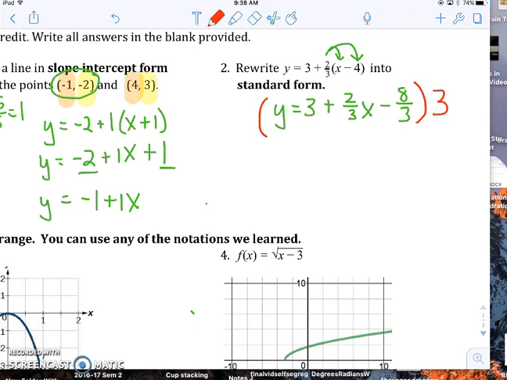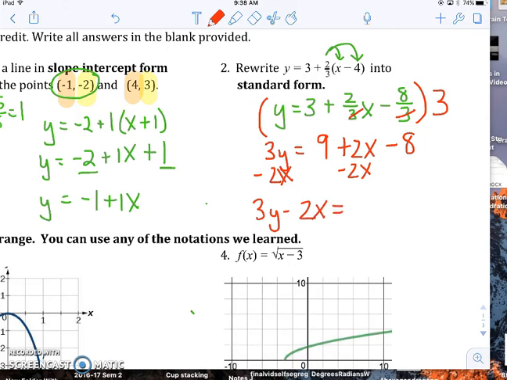So 3 times y, so 3y. 3 times 3 is 9. So then we have plus 2x minus 8. And in standard form, x's and y's are on the same side, so minus 2x on both sides. So we have 3y minus 2x equals 9 minus 8, which is 1 if we combine those.